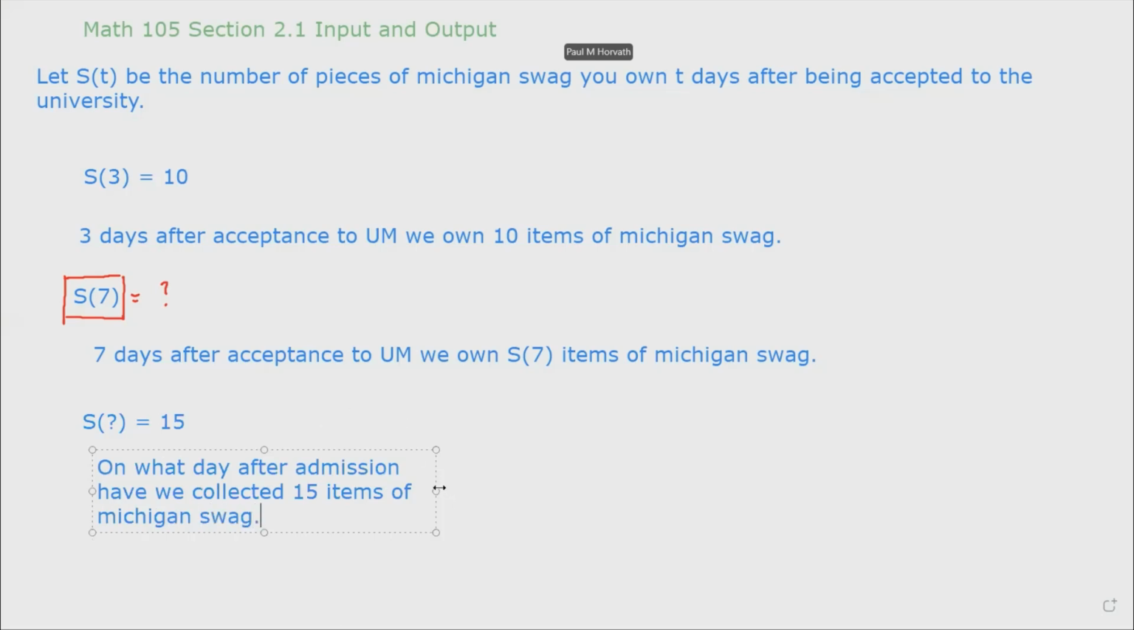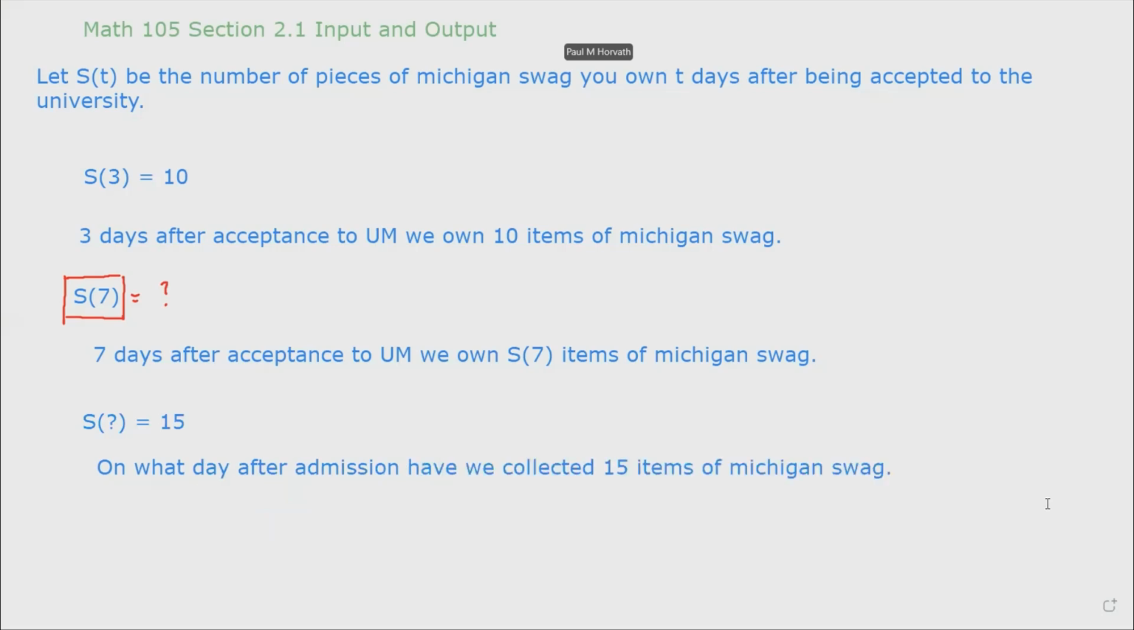So we've played with inputs and outputs, and we're going to further this in section 2.2, talking about the collection of all inputs and the collection of all outputs, called the domain and the range. Until then.